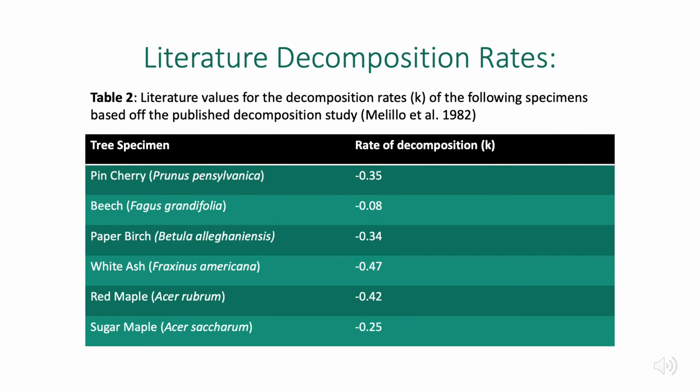The table below represents the K-values, or the decomposition rates, as found in the Melillo et al. 1982 paper. In their study, beech had the slowest rate of decomposition of 0.008, while white ash had the highest rate of decomposition with a K-value of negative 0.47.